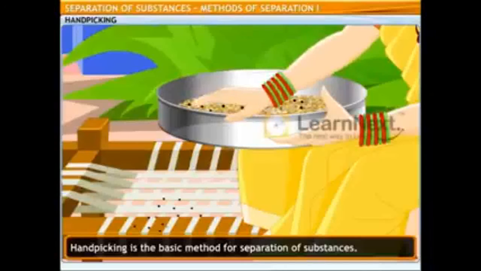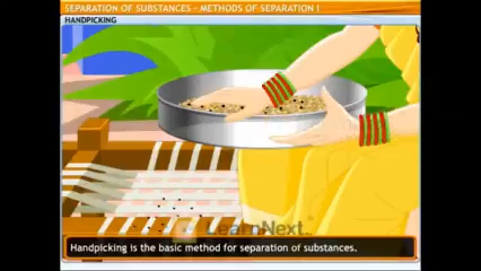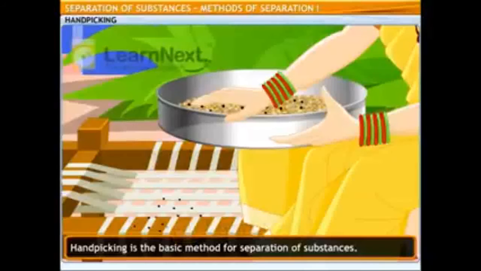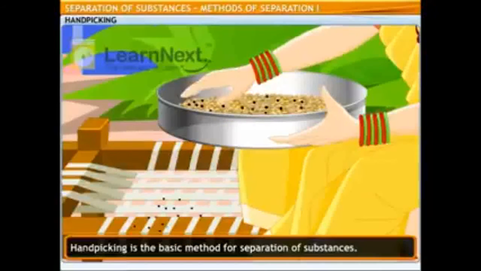It involves simply picking out substances by hand and separating them from others. The substances being separated may be impurities that have to be thrown away, like in this case. Or it may be that both the substances being separated are useful, such as if you separate green grapes from black ones from a mixture of the two.